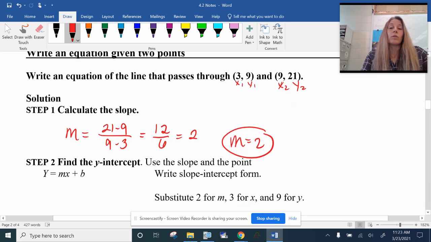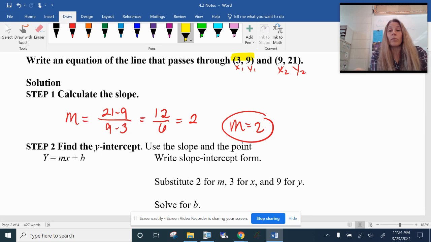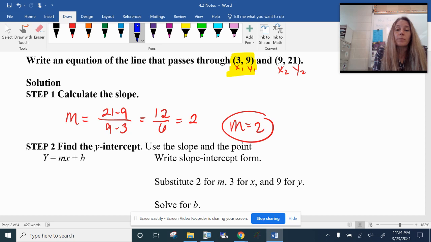Now, when we go to find the y-intercept, we would use one of these points. Now, you have a choice. If you're given more than 1 point, it doesn't matter which point you use as long as it's one of the points on that line. So in this case, I'm going to use (3, 9) because the numbers are just a little bit smaller. So I'm going to substitute in the 2 for the m, the 3 for the x, and the 9 for the y.